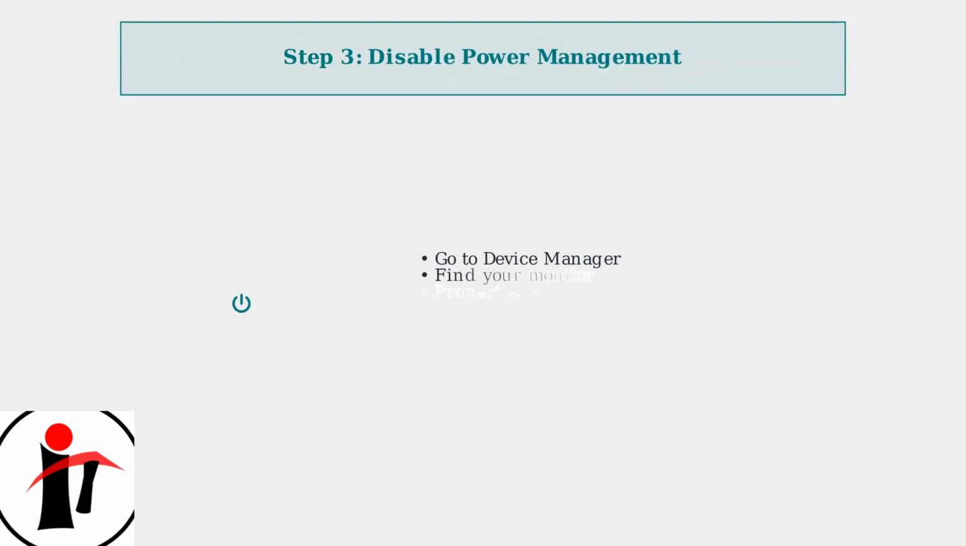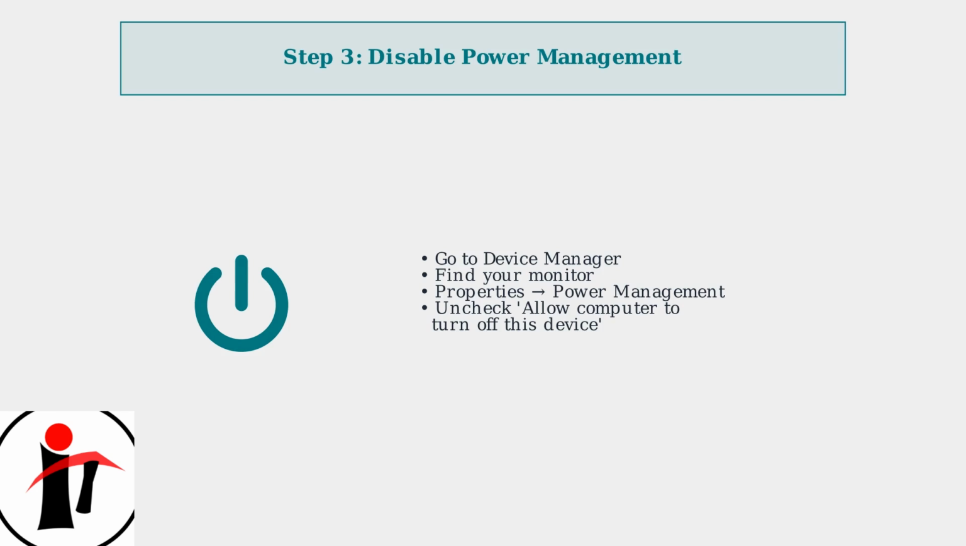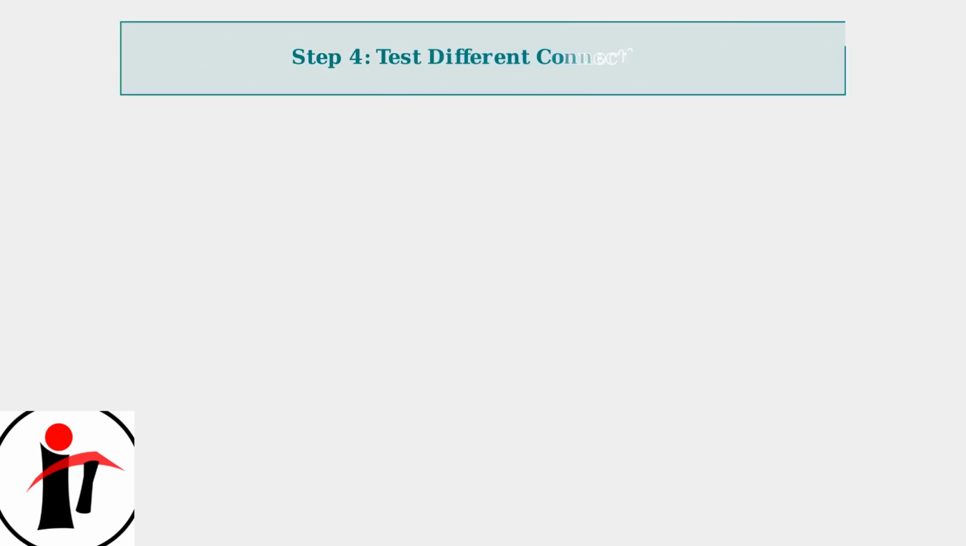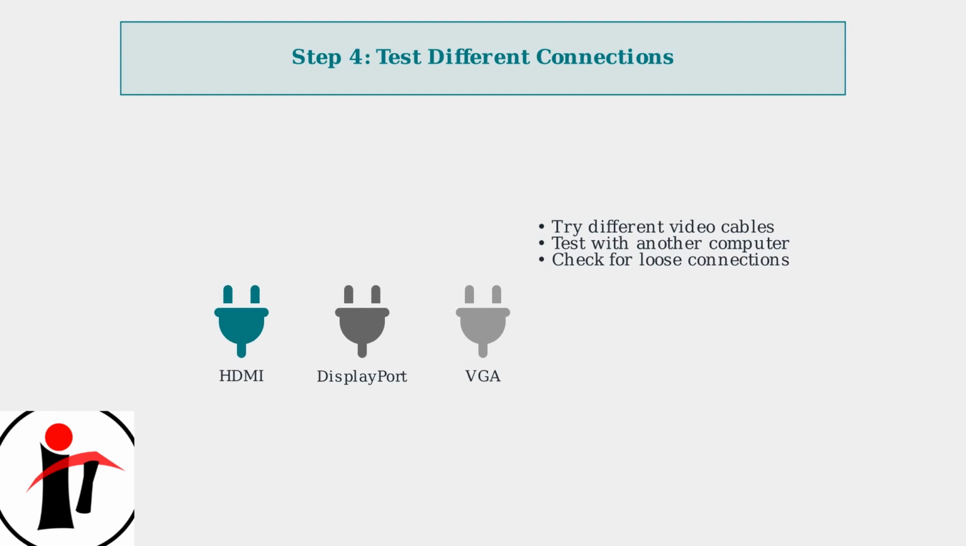Disable power management settings that allow the computer to turn off the display. These settings can cause intermittent flickering and should be turned off for stable operation. If the problem persists, test the monitor with different computers or video cables to isolate the issue. Try HDMI, DisplayPort, or VGA connections to determine if it's a cable or port problem.